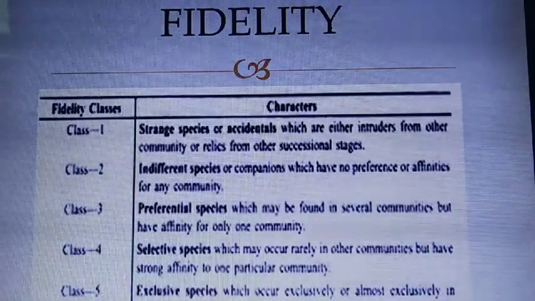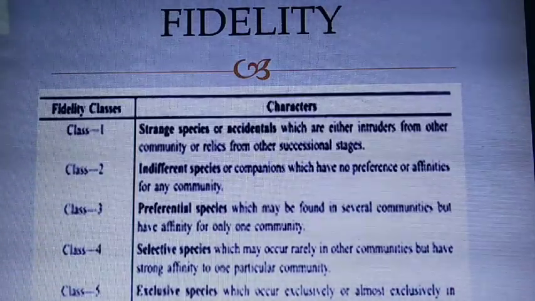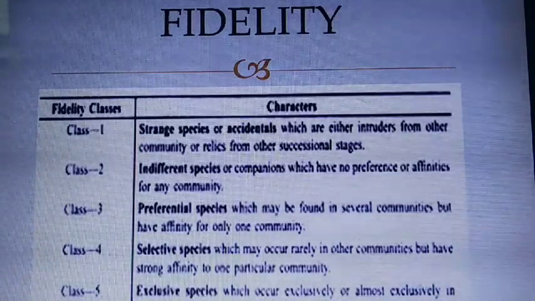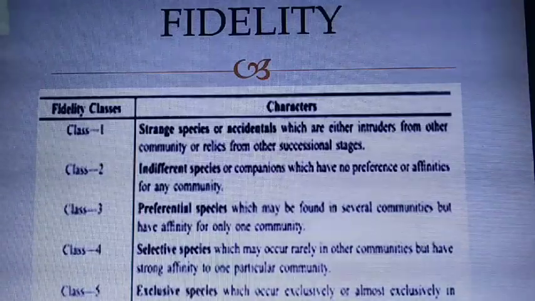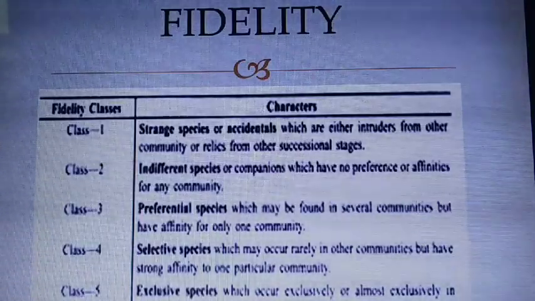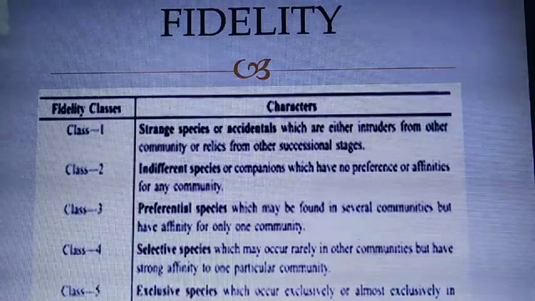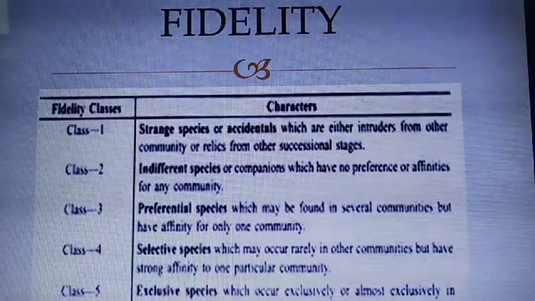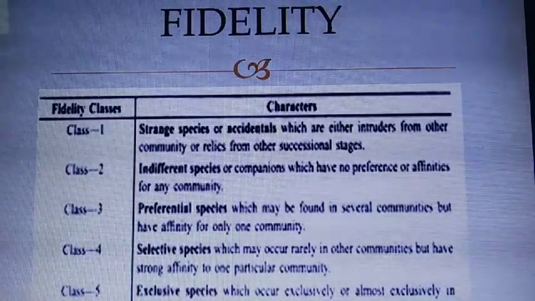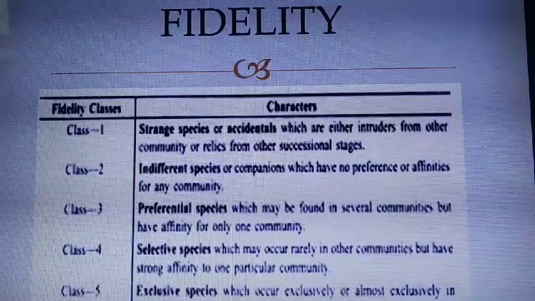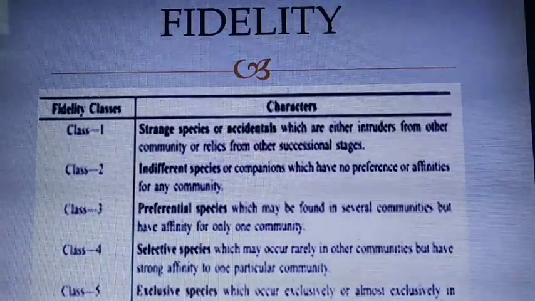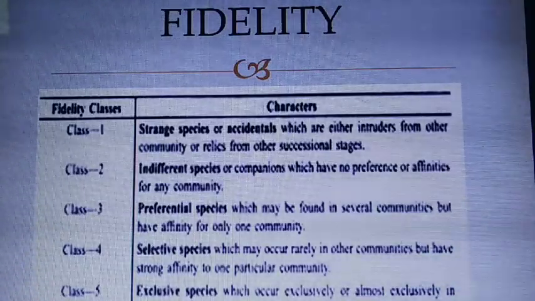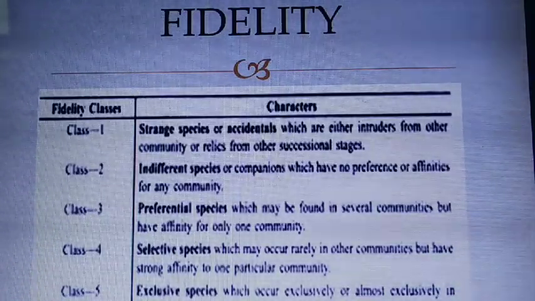Now, next fidelity group is 2. Here the plants are indifferent plants, may occur in any community. Community A, community B, or maybe in the community C. Now the fidelity group 3. Under this occur many communities, but they are predominant in one community. So they are also known as preferentials. That is, they can occur in more than one community, but they used to prefer one community.